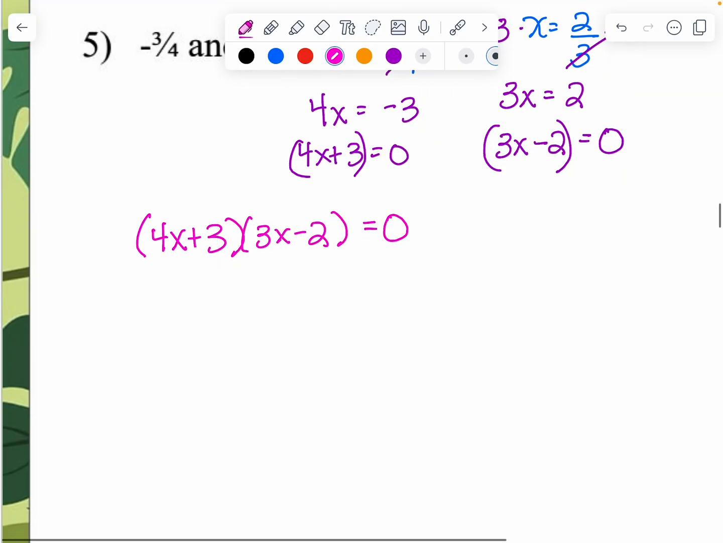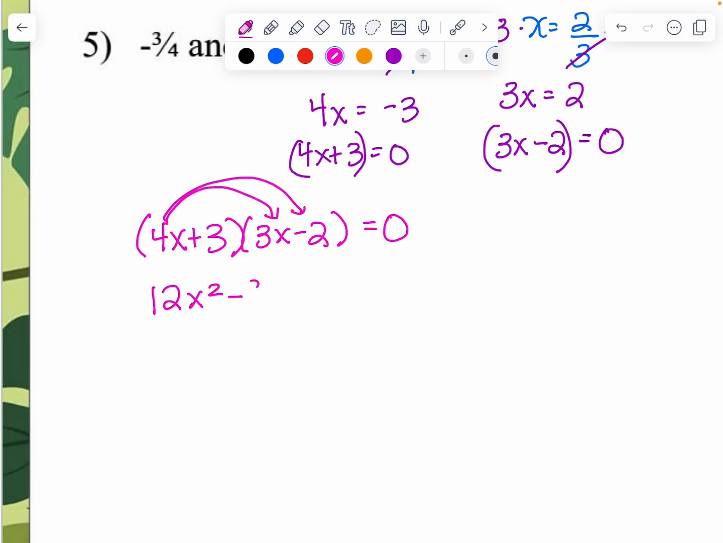It could be equal to y. I'm going to multiply that binomial. 4x times 3x is 12x squared. 4x times negative 2 is negative 8x. 3 times 3x is plus 9x. And 3 times negative 2 is negative 6. And all that's equal to 0.